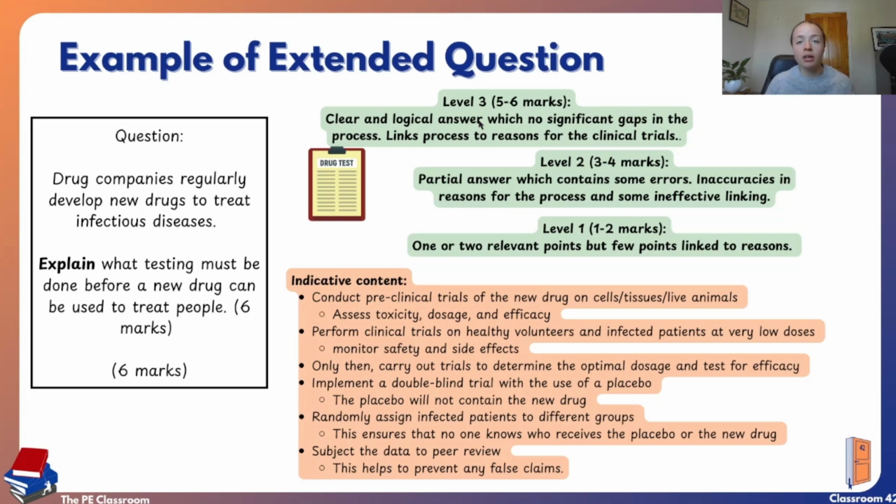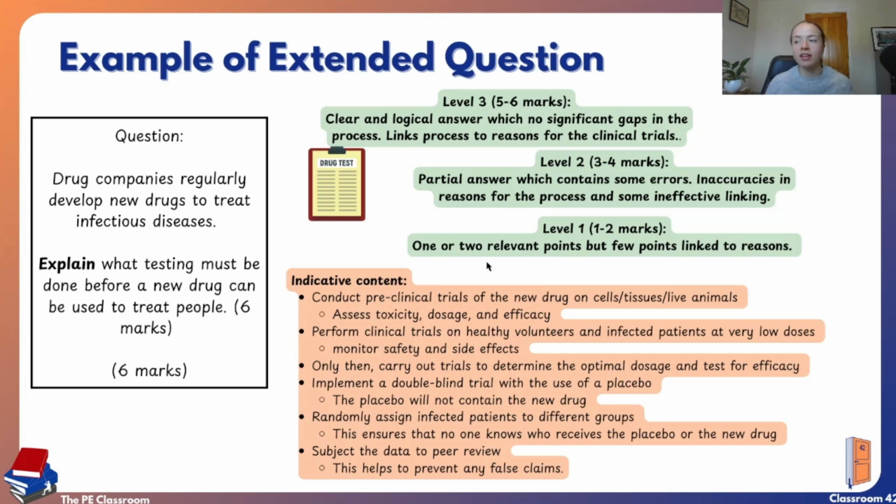So a level 3 mark for this question has been described as being clear and logical with no significant gaps in the process and links processes to the reasons for the clinical trials. Whereas a level 2 would be a partial answer containing some errors. So for that level 3, you need to make sure you've got no errors. There might also be inaccuracies in the reasons for the process and some ineffective linking between those reasons for the process and actually linking it to a clinical trial. And for a level 1, you might have 1 or 2 relevant points, but they're not potentially linked to reasons, or it's all just a little bit disorganised as well.